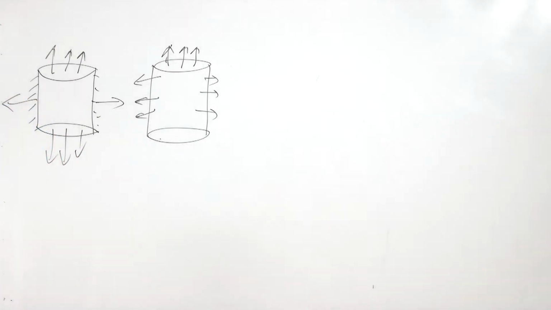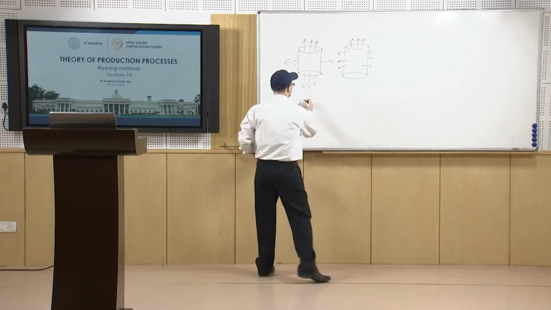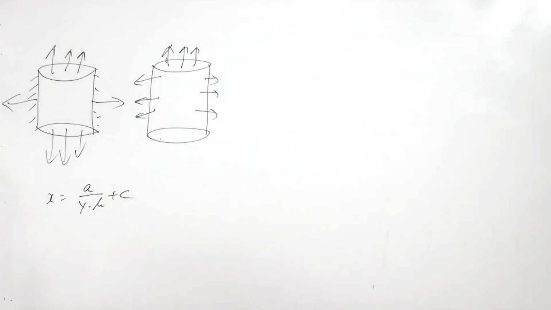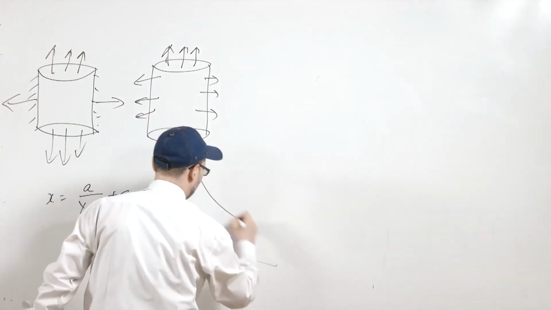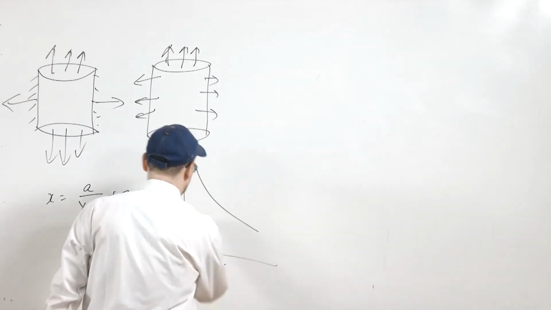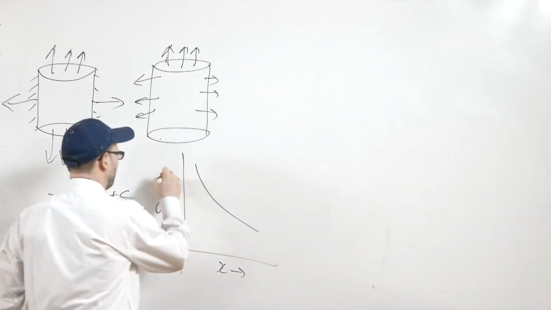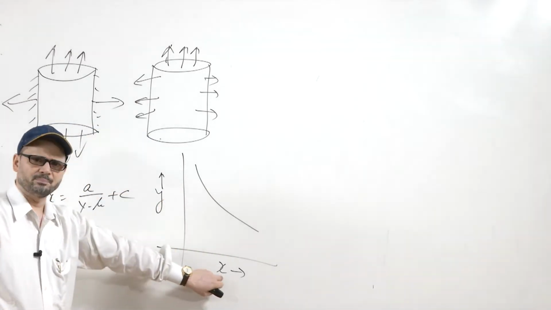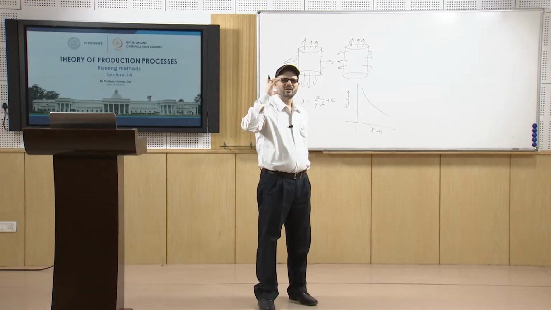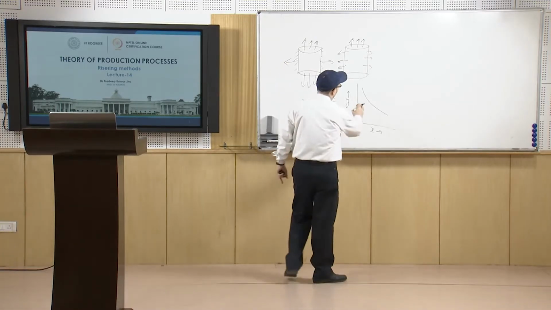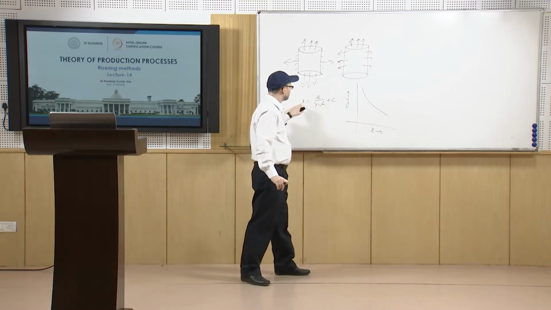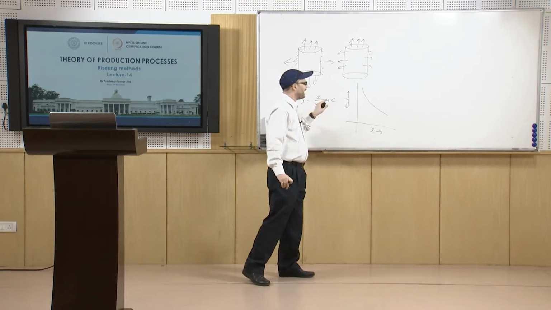So, now you put it in this equation: x equals a by y minus b plus c. That is what the equation is. In this equation, this is x and this is y. Once you know this x, you can compute it in terms of d, and then this equation is solved. You put it in that equation, and then you find it.